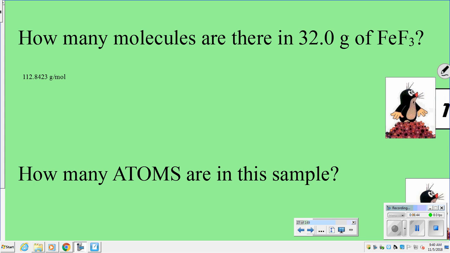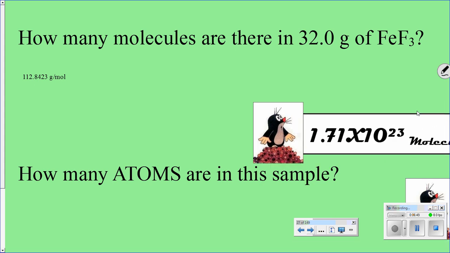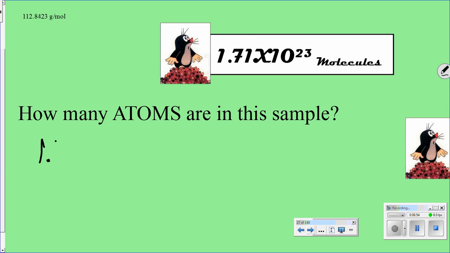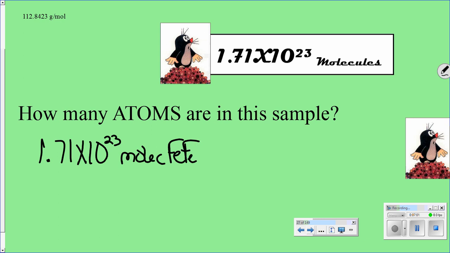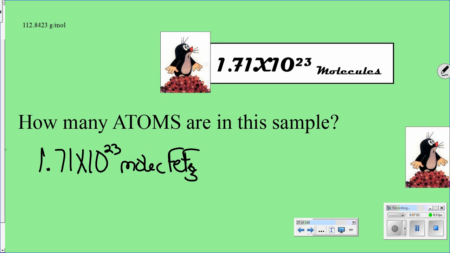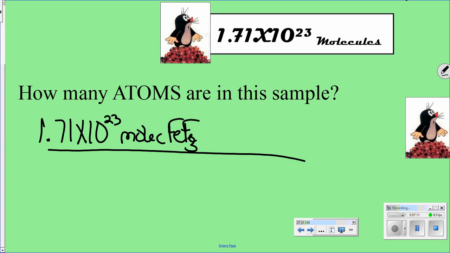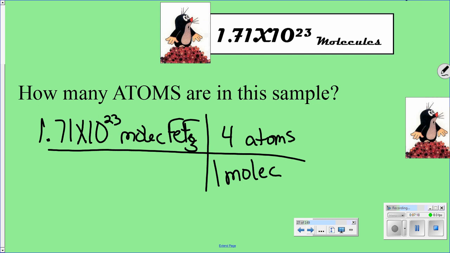I'm sorry about that. I realized I did repeat this problem because I had you taking it to atoms here. So since we did already solve this, here's the answer. What I wanted you to think about here is how many atoms this would be. So 1.71 times 10 to the 23rd molecules of FeF3. If we want to figure out how many atoms are in this, each unit of this would include 4 atoms. So we can say 1 molecule contains 4 atoms, and you're then multiplying that by 4.